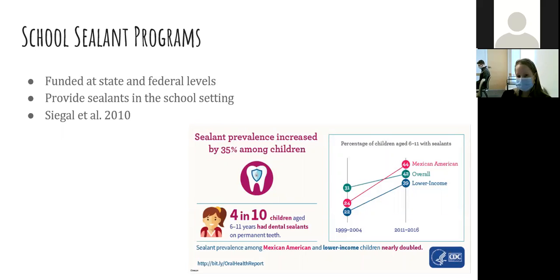Another program that aims to prevent dental disease are school sealant programs. They're funded at both state and federal levels, and the idea is that they access children where they're at in the schools to provide dental sealants. And what they found is that these programs are actually effective at accessing these high-risk kids. They found after implementation of school sealant programs, the rates of dental sealants nearly doubled in kids who identified as Mexican American and those from low-income households.